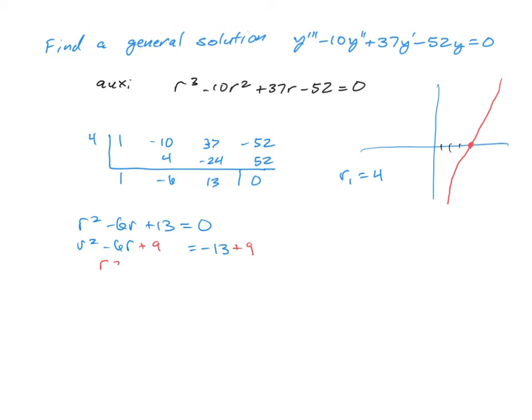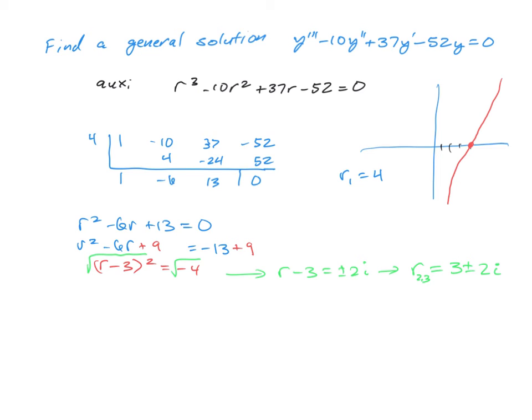This factors as r minus 3 squared, and that's equal to negative 4. If we take the square root of both sides, this gives us r minus 3 equals plus or minus 2i. If we then add the 3 to both sides, our r is equal to positive 3 plus or minus 2i. And that gives us our other two values of r, a complex conjugate pair.